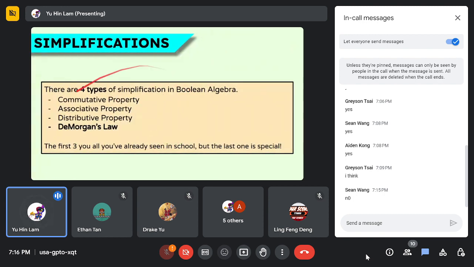So we have four types of simplifications. We have our commutative property, associative property, and distributive property. But then we, I have a question.